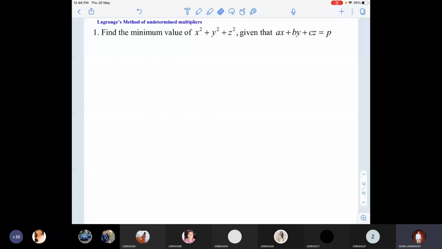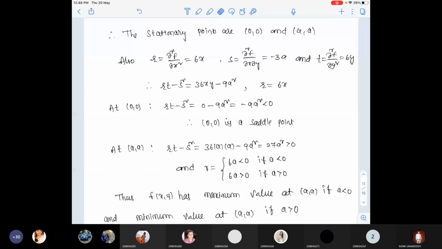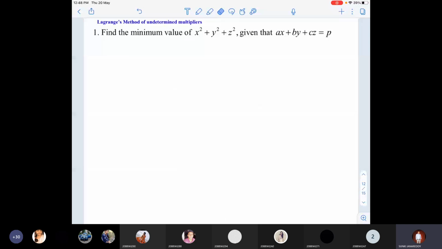First example, write down all of you. Find the minimum value of x square plus y square plus z square, given that ax plus by plus cz is equal to p. Here, find minimum value means they provided a connected relation for minimum.